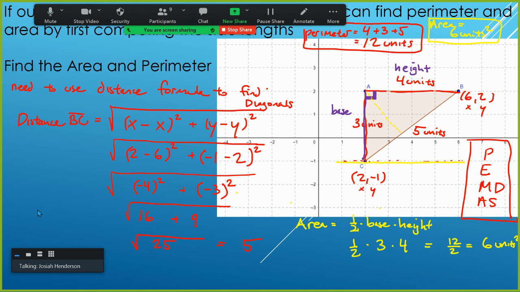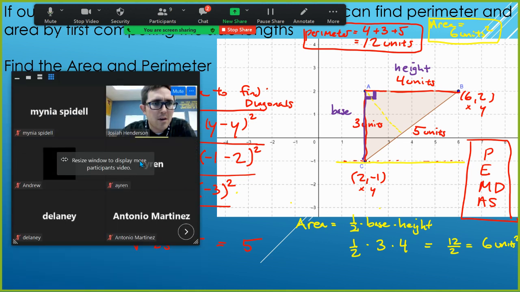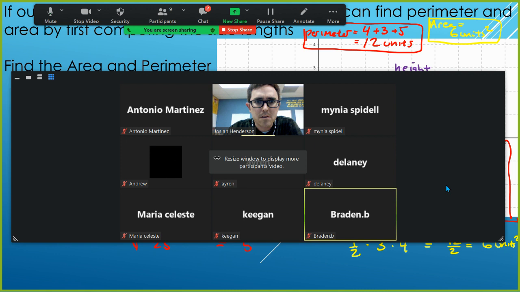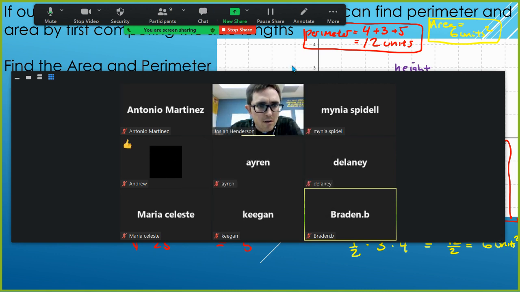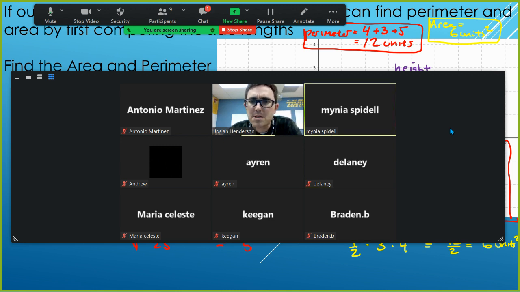All right, before we move on, let's see thumbs. Self-assess. How are you guys feeling about finding area and perimeter from this triangle that we just did? So either in the chat or with your camera, show me your feedback on how you're feeling so far. Antonio, thank you. And Andrew, thank you. I just want to see where you're at. I appreciate if it's thumbs up, but really, honestly, if it's not, I need to know that too. I just need to know where you guys are at.